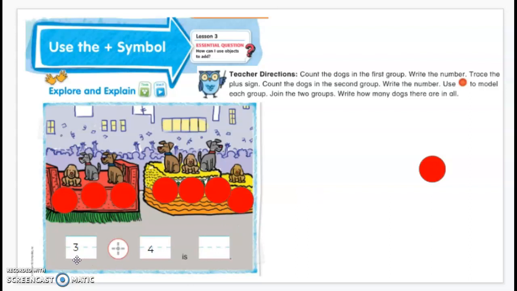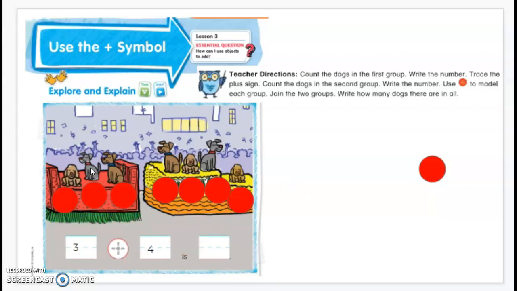So now that we have 3 and 4, we're going to write an addition equation. So that means 3, and this kind of looks like a T, but this is a plus sign. It shows us that we're adding. So let's say it together. 3 plus 4 is, and to find out what comes in the third box, we need to count all of the red circles or the dogs to find out how many dogs there are in all.